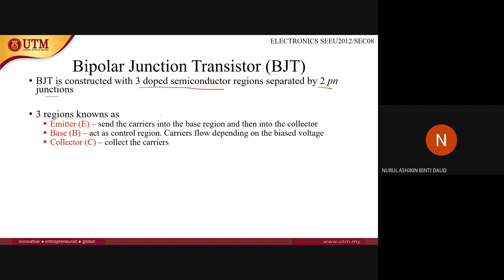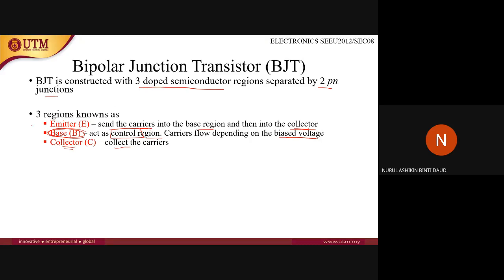And then the three regions known as emitter. So the function of emitter is to send the carriers into the base region and then into the collector. And then what is the function of base? We also have base here. So base acts as a control region. Base is controlling. It is the control region where the carriers flow depending on the bias voltage that we apply at the base part. And then collector, as the name given, it collects the carriers.